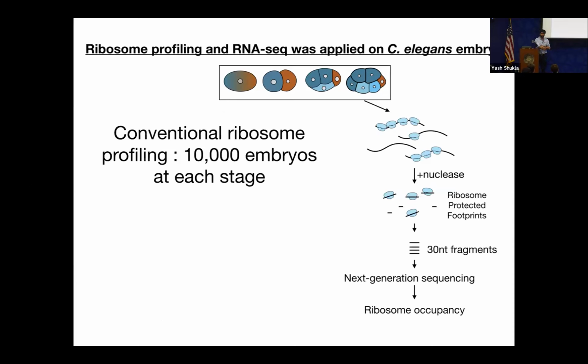However, conventional ribosome profiling would require you to collect at least 10,000 embryos at each of these stages. But in C. elegans, this process happens within a matter of minutes, where they divide in 5 minutes and produce different cells. So it's really hard to actually collect that number of embryos at each of these stages.